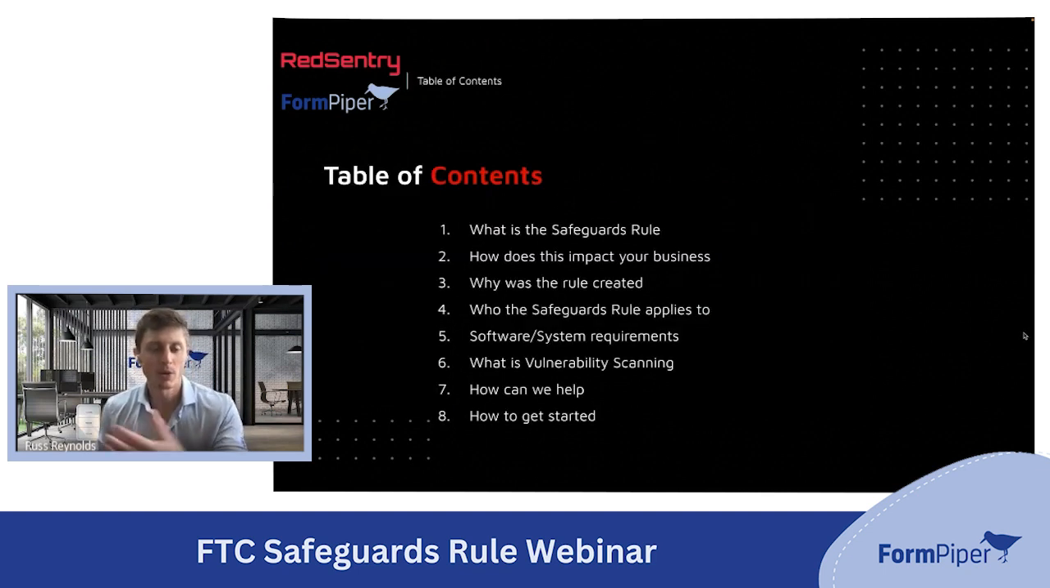So what I want to do today is really just go over what the FTC Safeguards Rule is and talk about how it's going to impact your business. And then we're going to talk about why the rule was actually created and who it applies to. And then what software and system requirements you have to be compliant. And then we're going to talk about what vulnerability scanning is, because that is one of the options that you can purchase to be compliant. And then how can we help and how to get started.